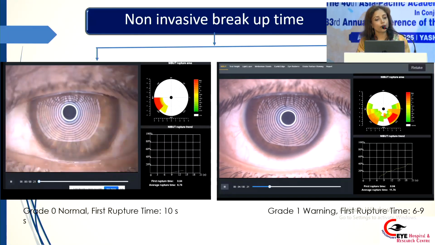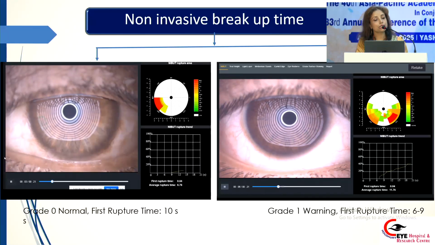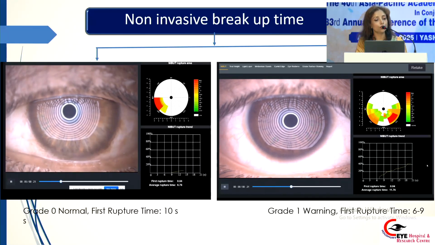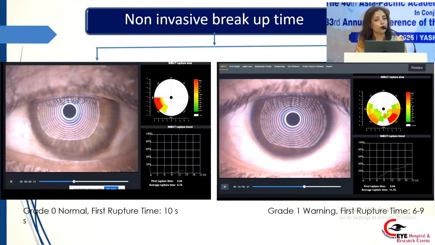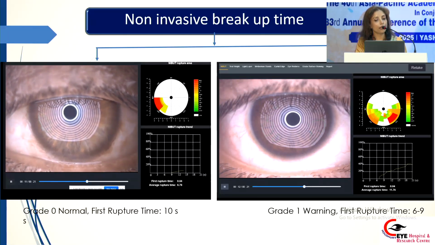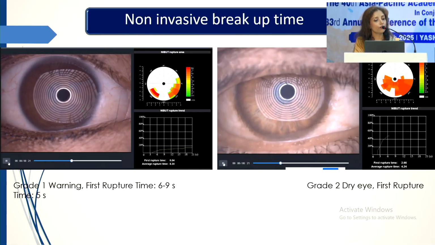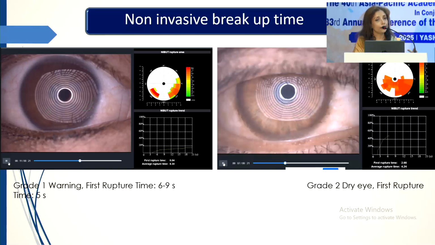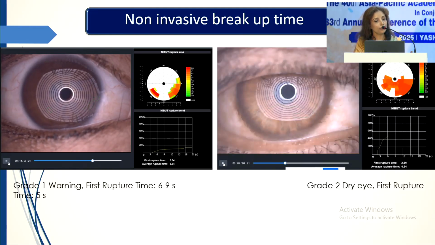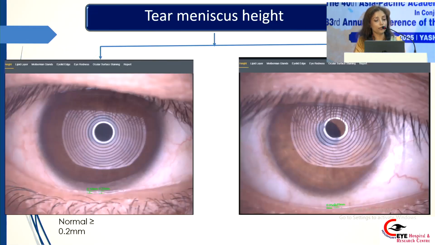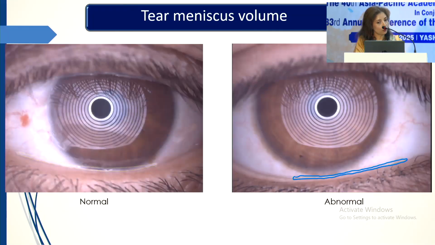In non-invasive breakup time, we basically project Placido's disc-shaped light with white light over the cornea, and it gives you an idea about the first rupture time, the average rupture time, and it gives a breakup distribution and generates a heat map. The red, warmer colors are dried areas, and the cooler colors are normal areas. Coming to the tear meniscus height, it is done with an inbuilt ruler, which is placed in line with the pupillary center, and if it is 0.2 and above, it is normal. Anything below 0.2 is abnormal.